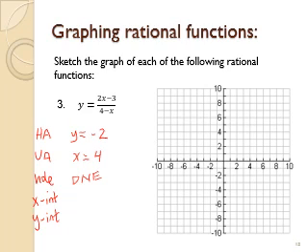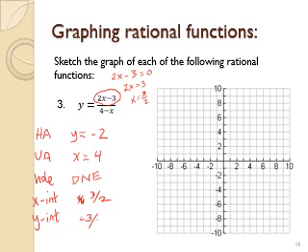Your x-intercept is where you have a y-coordinate of 0. To have a y-coordinate of 0, the top would have to be 0. So when will 2x minus 3 equal 0? Well, that would be when x is 3/2. So I have to do a little work there to figure out my x-intercept. And my y-intercept is when x is equal to 0. If you plug in 0 for x, you can see that my y-intercept is going to be -3/4.